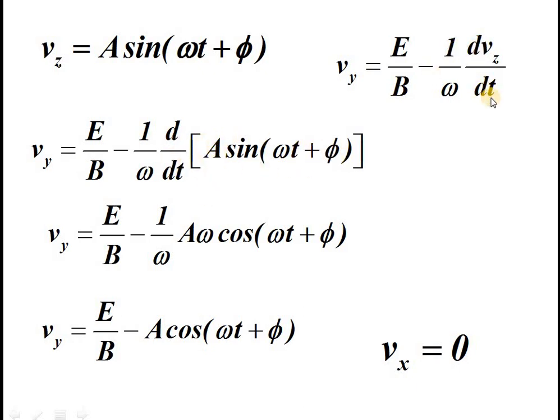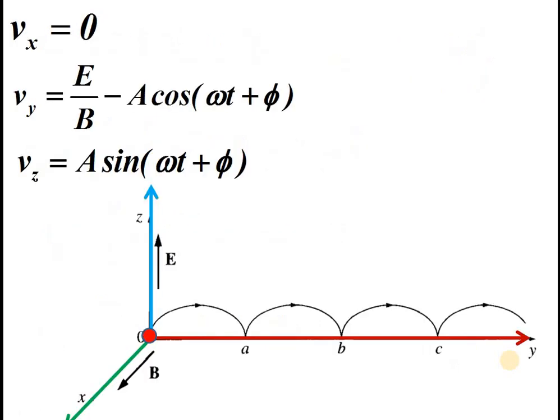Then differentiate with dy by dt. So this will become A omega cos omega t plus phi. Okay. So what happens? We get the value of Vy. Vy is equal to now E by B minus A cos omega t plus phi. Okay, so we got Vz, we got Vy, and Vx is already 0 because there is no motion along the x direction. So we can combine these together. Vx is 0, Vy is equal to E by B minus A of cos omega t plus phi, and Vz equal to A sin omega t plus phi.